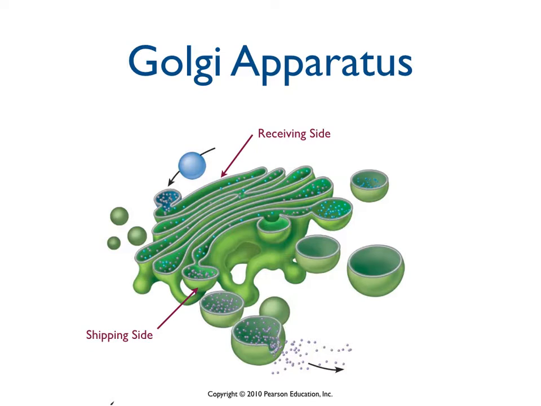Now, the Golgi apparatus is one of the easier organelles to remember, not only because of its shape, but also because of its function. And that function is fairly easy to remember if you think of the Golgi as being the UPS or the FedEx of the cell.